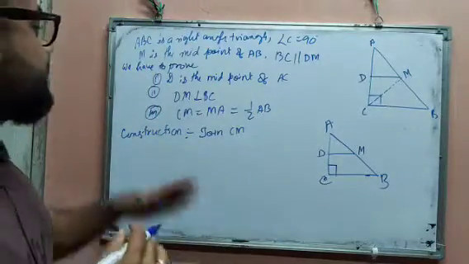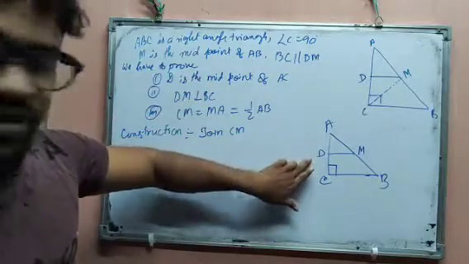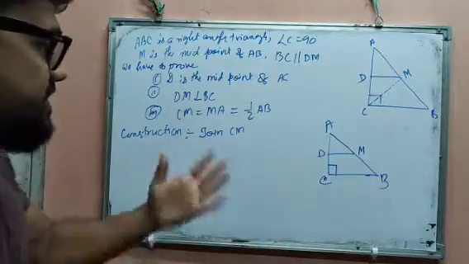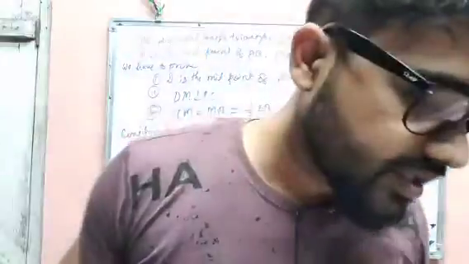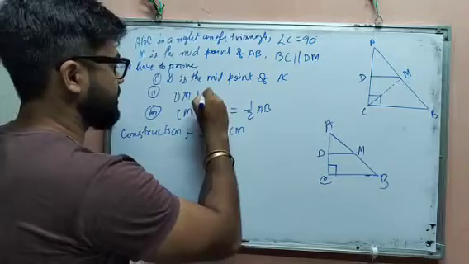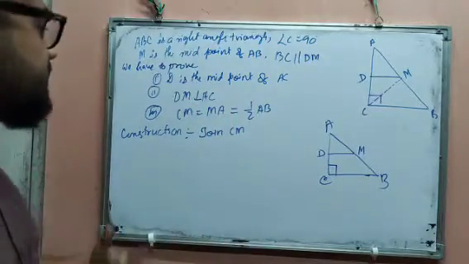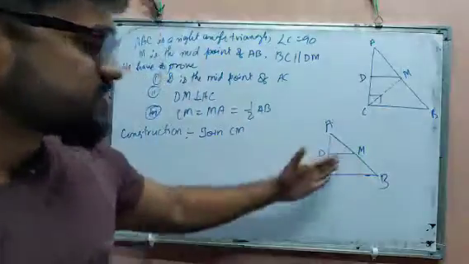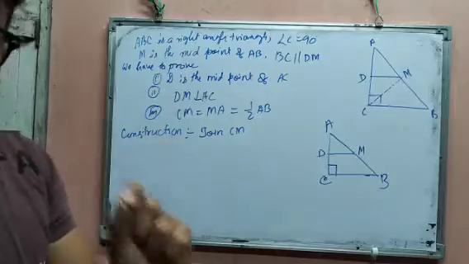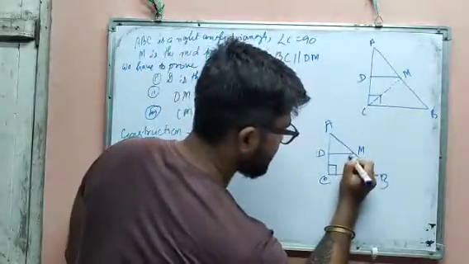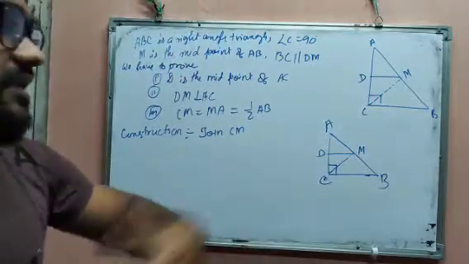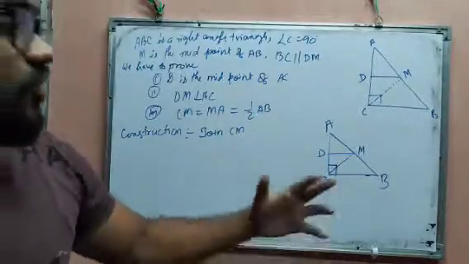We are asked to prove that D is the midpoint of AC. Moreover, DM is perpendicular to AC. And lastly, we have CM equal to MA equal to half of AB. Now you get the idea that there is no CM, so we have to construct CM. That means we have to draw a line like that. Then you will get your diagram. In this way we have to draw a diagram when a diagram is not given in the question.